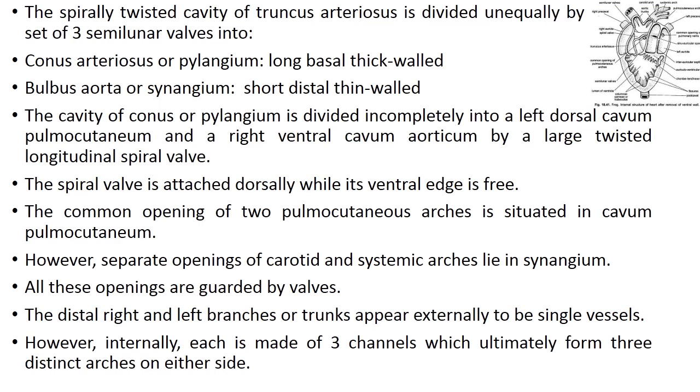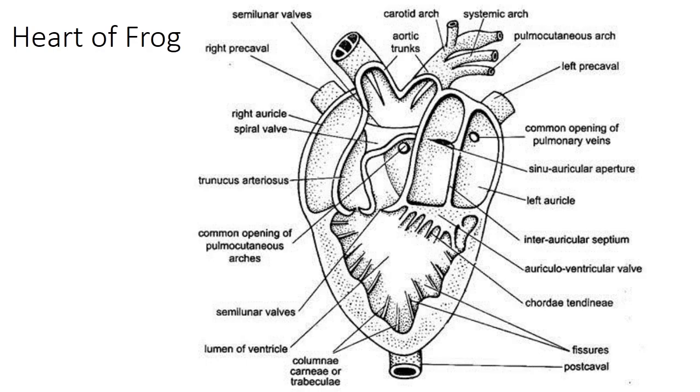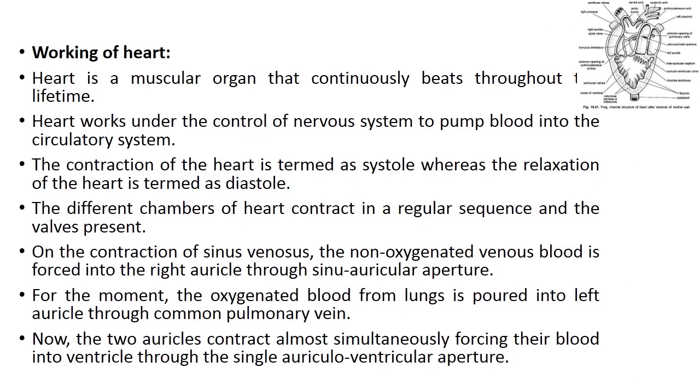The distal right and left branches or trunks appear externally to be a single vessel. Internally, each is made of three channels which ultimately form three distinct arches on either side. You can see that from this aorta, three arches arise. So that's the structure of the heart.